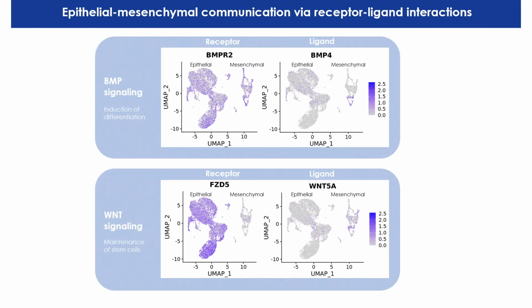So we looked into our data whether we could find evidence of this epithelial to mesenchymal communication. And here I showed two examples of potential communication. You can see here in the right upper pane that the mesenchymal cells produce BMP4 and that the receptor is present on epithelial cells, and BMP4 is related to the induction of differentiation of the epithelial cells. And the mesenchymal cells also produce Wnt5a, which is important for the maintenance of stem cells. And the receptor is almost exclusively present on the epithelial cells.